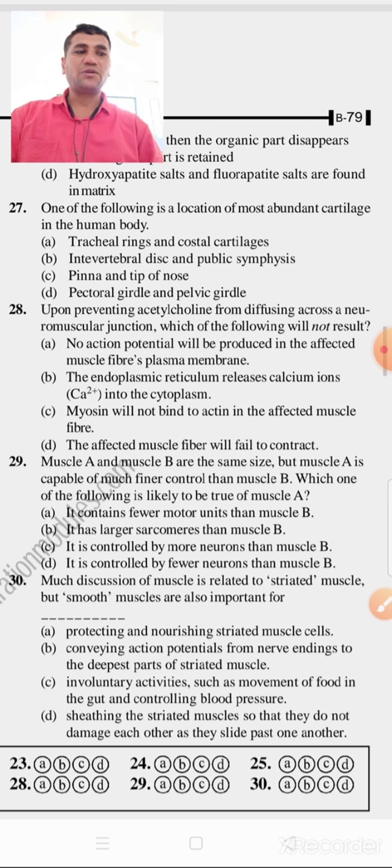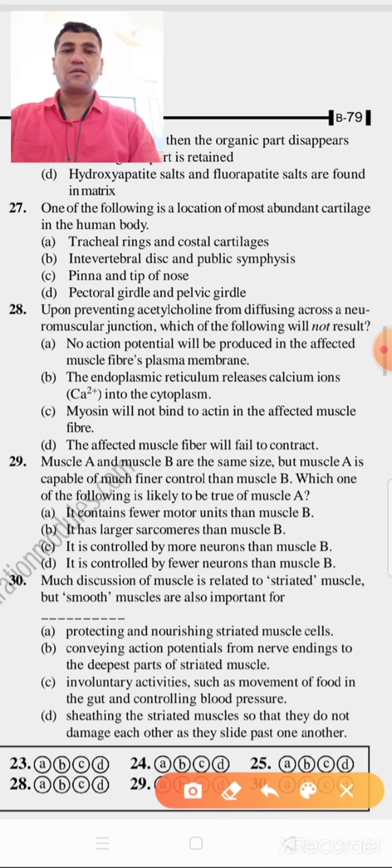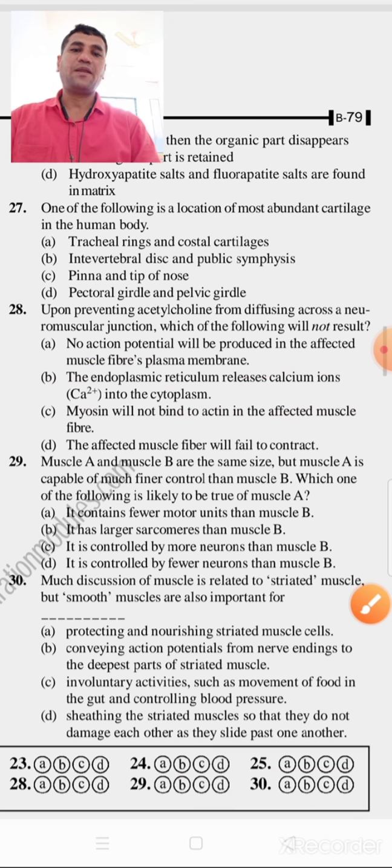So, coming on to the 28th question. No action potential will be produced in the affected muscle fiber. It is not produced, so the first option is right. Will not result means here we should think about the sarcoplasmic reticulum releasing calcium ions into the muscle fiber. So your B option is the inappropriate option, this does not happen.